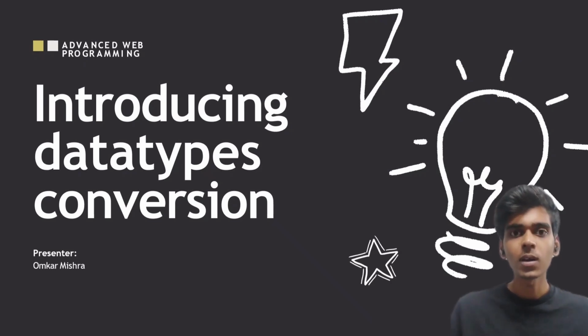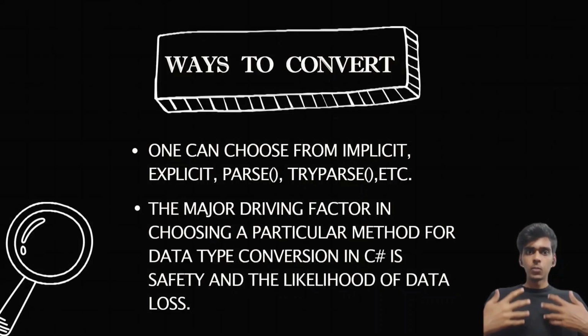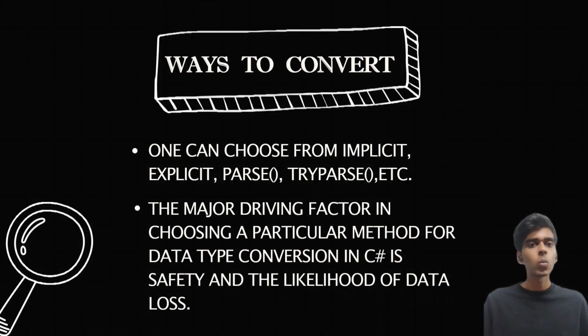So my name is Omkar and I'll be introducing you to this topic of data type conversion in C#. To convert data types in C#, one can choose implicit methods, explicit methods, parse, try parse, etc. And the major deciding factor in choosing one of these methods lies in the safety and the likelihood of data loss by using these methods.